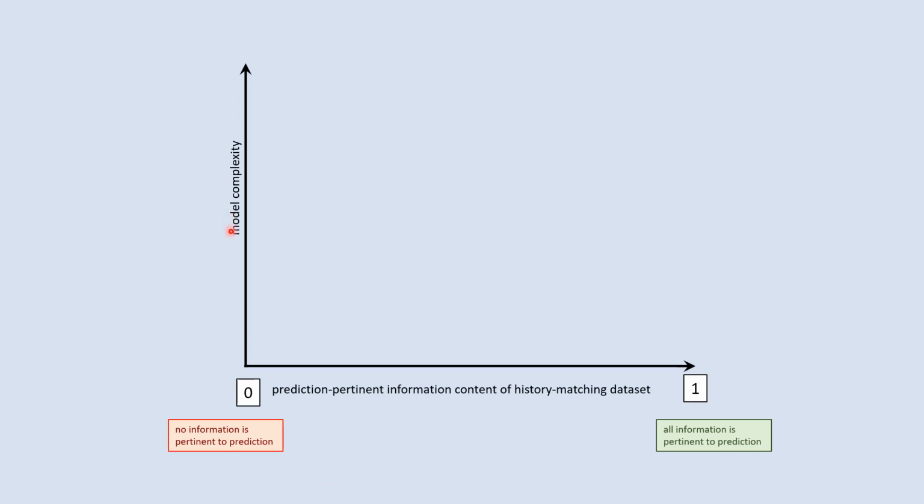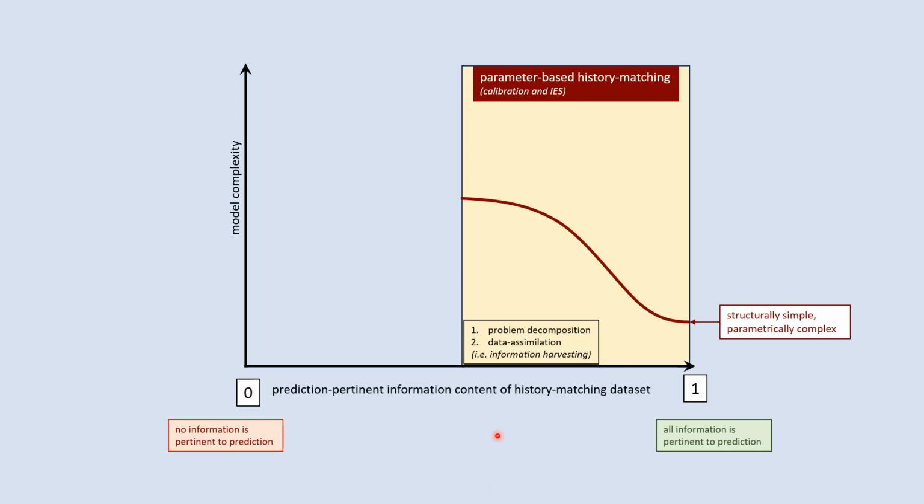On the y-axis, I have model complexity. Now, in other GMDSI manuscripts, we separate model complexity into parameterization complexity and structural complexity. Here, I'm going to be a little bit more vague than that. Just complexity, which it will be implied is both parameterization and structural complexity. So let's look at the right side of this area here.